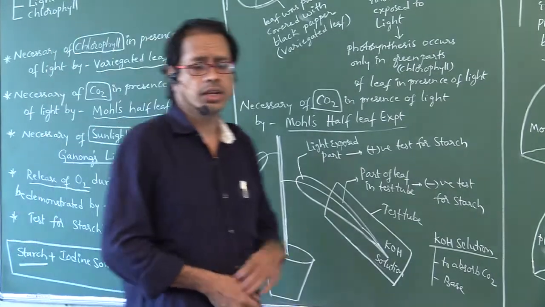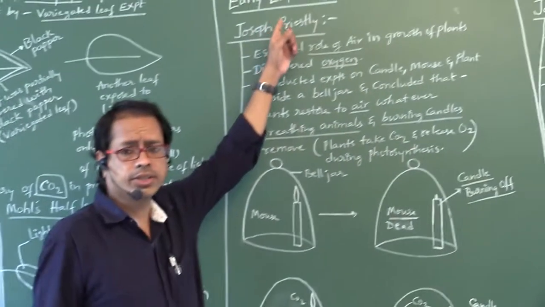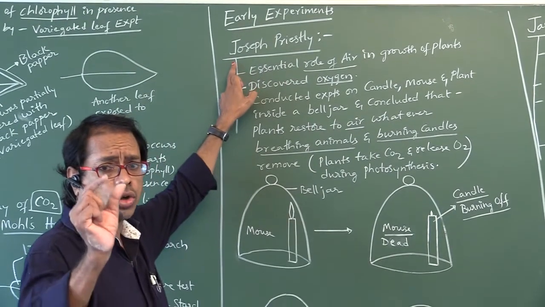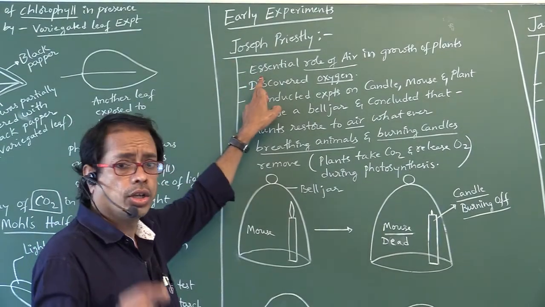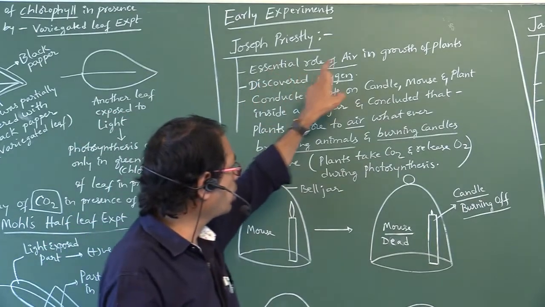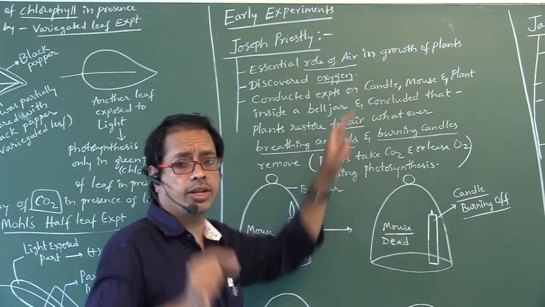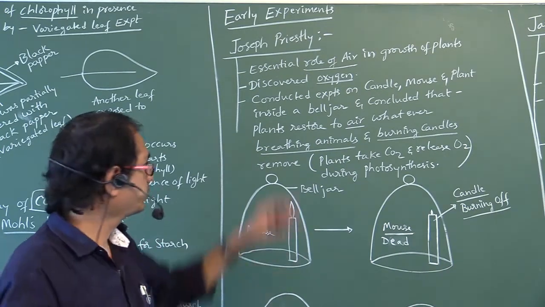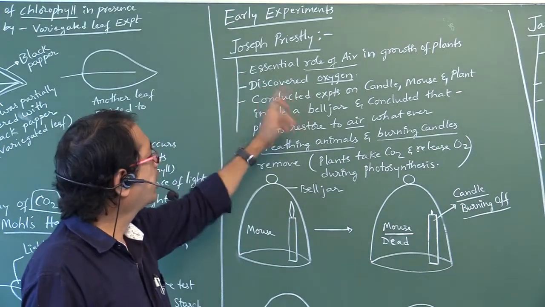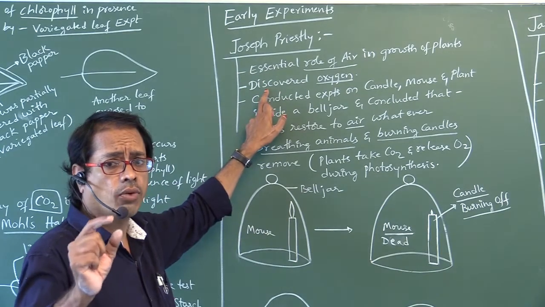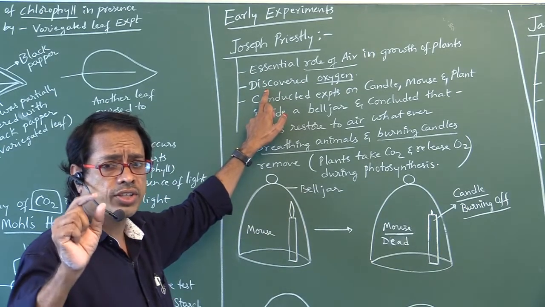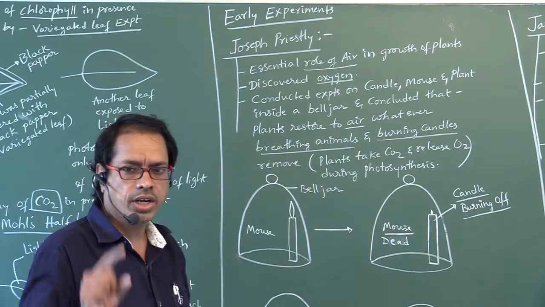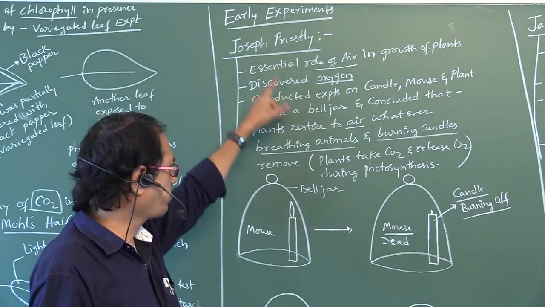Okay. Next one. Early experiments. First of all, Joseph Priestley stated the essential role of air in the growth of plants. He also discovered oxygen. Oxygen was first discovered by Joseph Priestley.